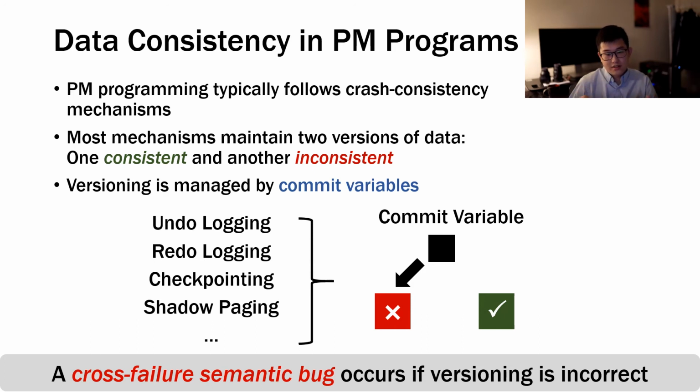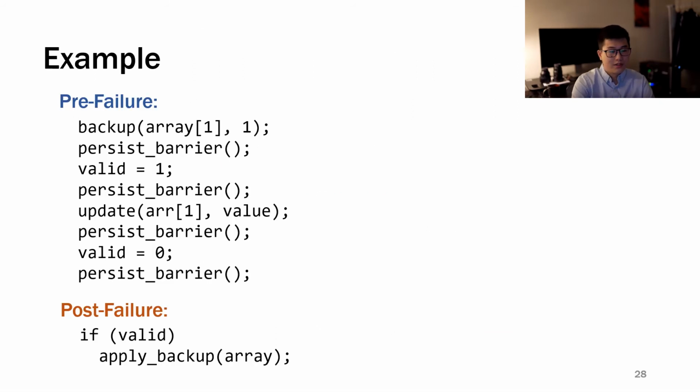The inconsistent copy could be, say, a stale undo log, where the update is already done, but we are still trying to access the log, or some old checkpoint that is not supposed to be used for recovery. We're supposed to use the latest checkpoint by program semantics, for example. And now we have an example showing a cross-failure semantic bug.